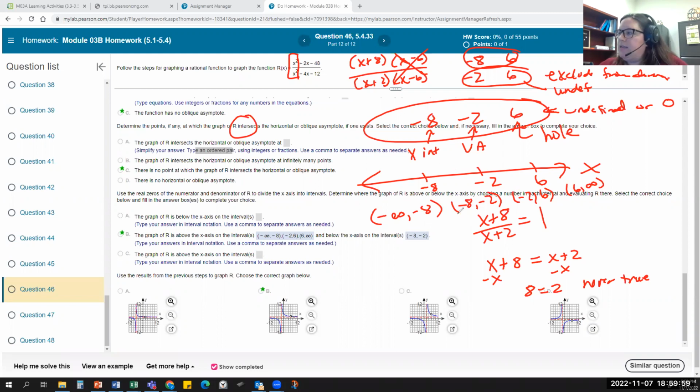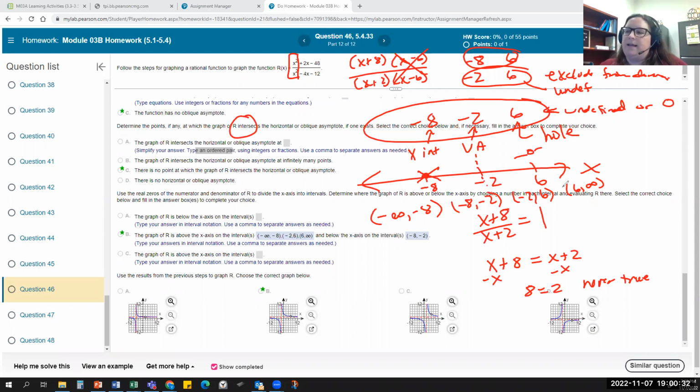So the negative 8, that was an x-intercept. It crossed, so it's going to be either positive on one side and negative on the other, one way or the other. Negative 2, that was a vertical asymptote, but again, that factor was not squared, so it's going to be up on one side, down on the other. It's going to switch. But at 6, it's a hole. So wherever that graph is, it's just a hole. It's going to be the same on both sides, so above on both sides or below on both sides.